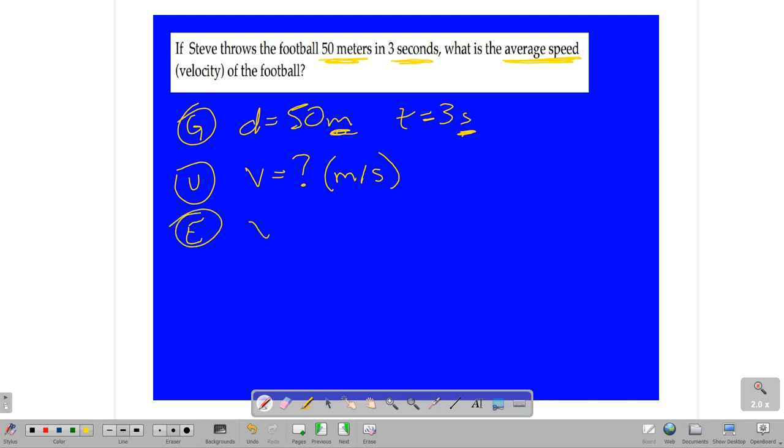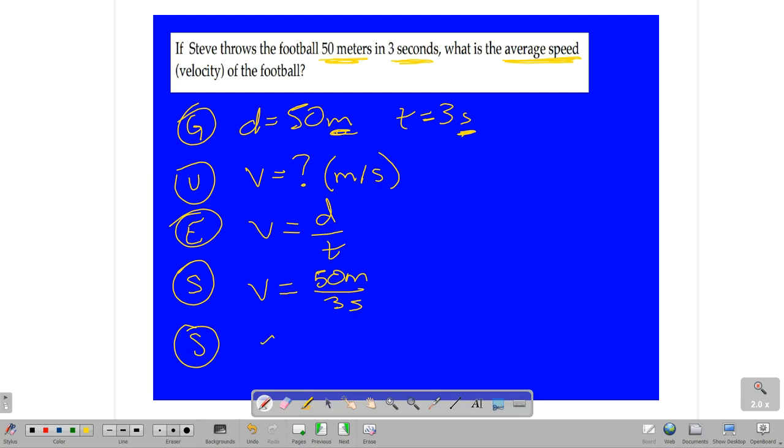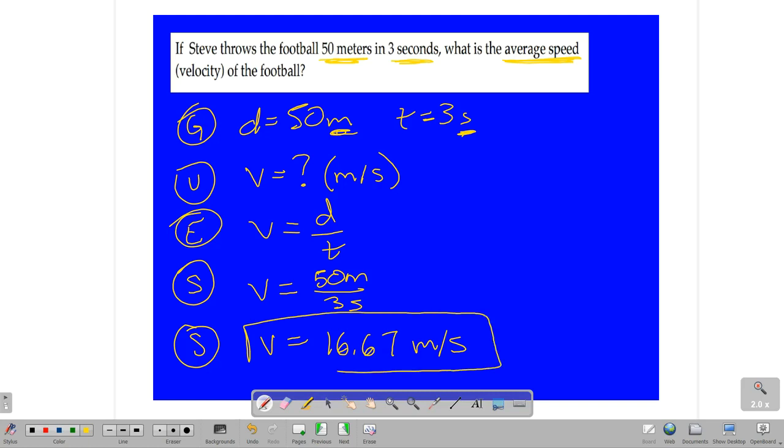So now I'm going to go to the equation, and we don't have to do any manipulating here. V equals d over t. Go ahead and substitute in 50 meters divided by 3 seconds. And your speed should come out to be 16 point, and if you round, 67 meters per second. All right, moving on.